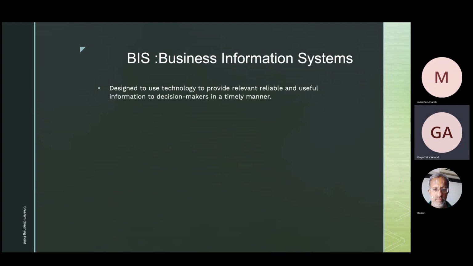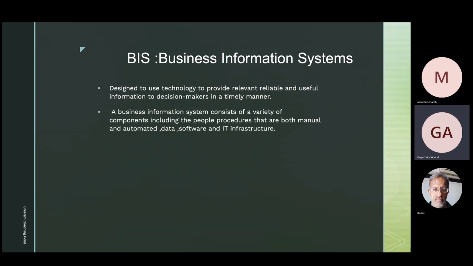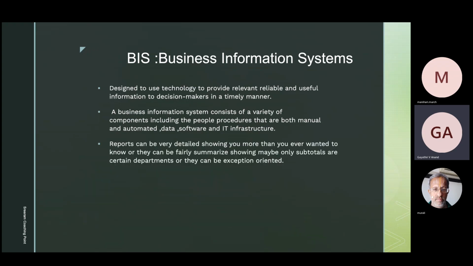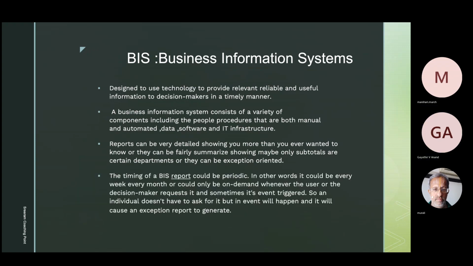Here again, it is designed to use technology to provide relevant, reliable, and useful information to decision makers in a timely manner. Again, we are referring to time. Then it includes a variety of components, like IT assets such as data, software, and the IT infrastructure. Reports can be very detailed, showing you more than you ever wanted to know. And the timing of the business information system should be periodic.